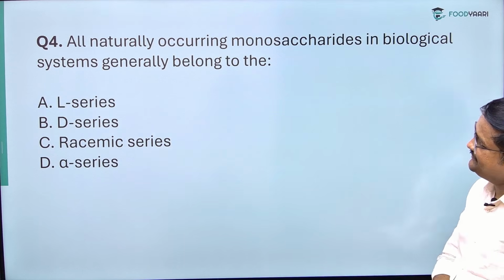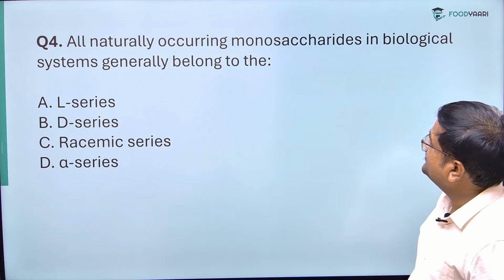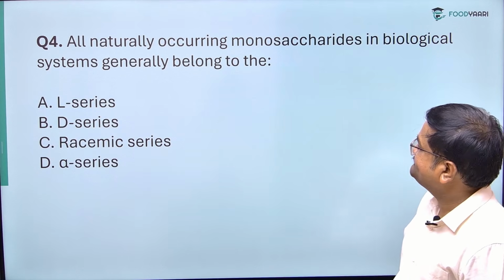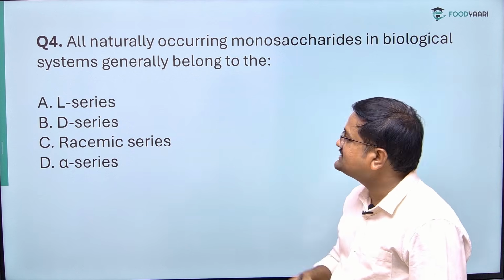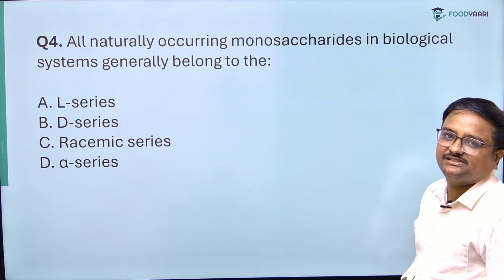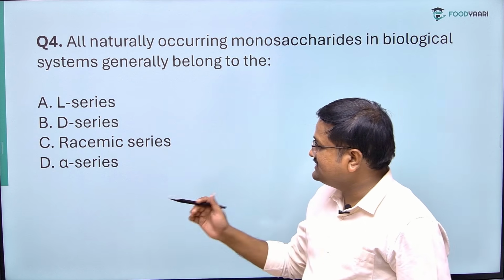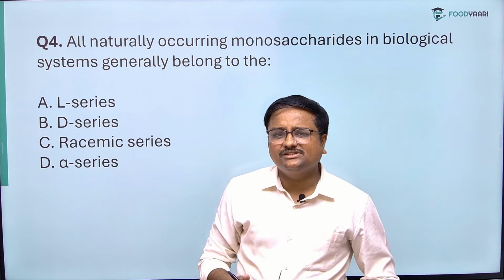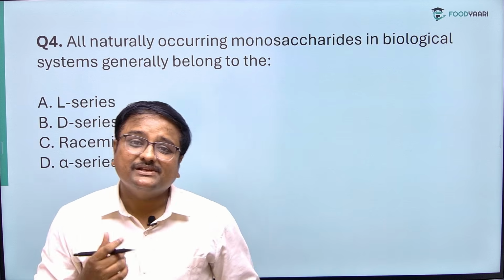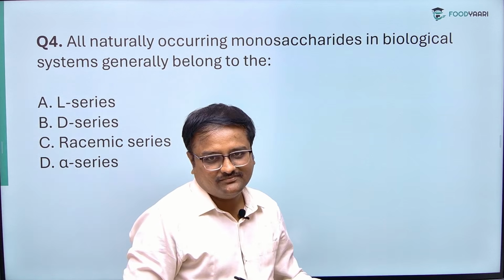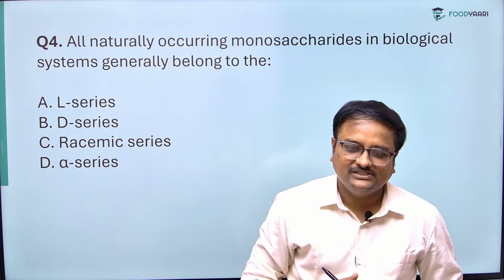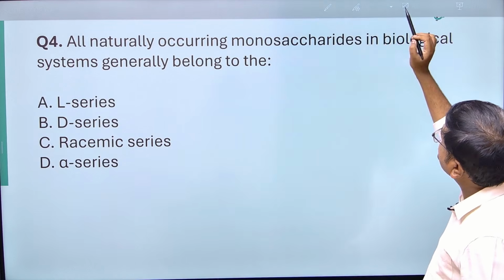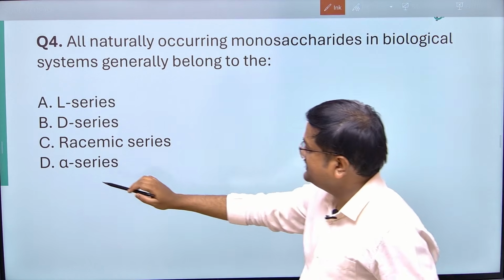The fourth question: all naturally occurring monosaccharides in biological systems generally belong to which series? The options are L series, D series, racemic series, or alpha series. All naturally occurring sugars are present in the D form, which is dextrorotatory. We call them D-glucose, D-fructose and so on. So the right option is the second option, the D series.